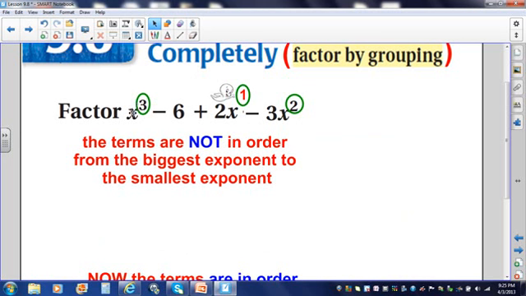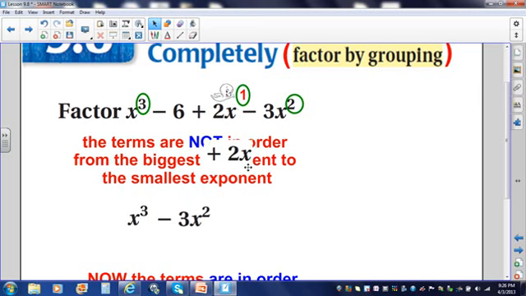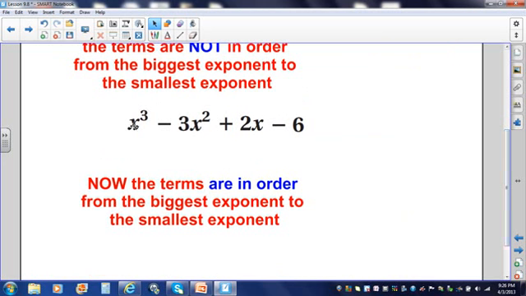So the first thing we should do is write the polynomial so that the exponents are in order from biggest to smallest. So this is an exponent of 3, it'll go first. This is an exponent of 2, it'll go second. This is an exponent of 1, it'll go third. This does not have an exponent, this will go fourth. So always make sure that your exponents when you're factoring are in order from biggest to smallest. Now the terms are in order with the exponent from biggest to smallest.